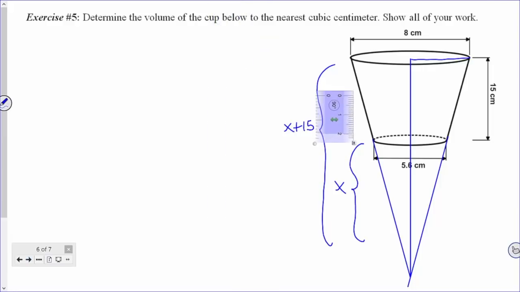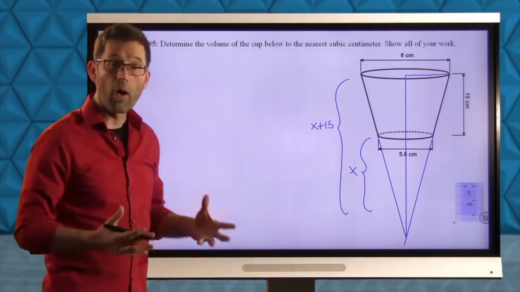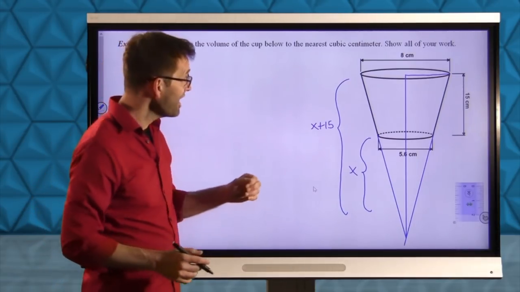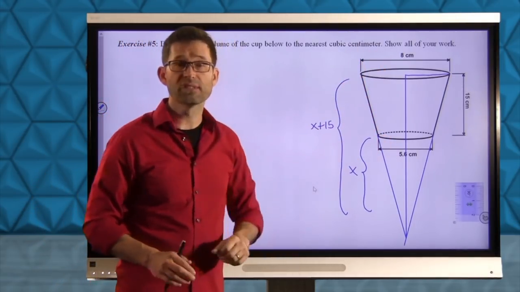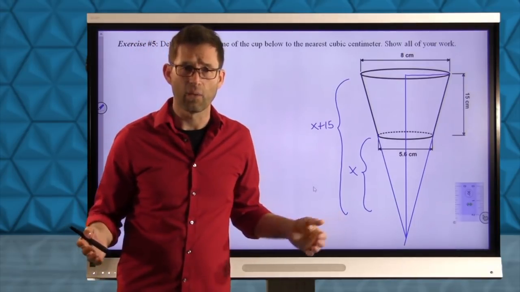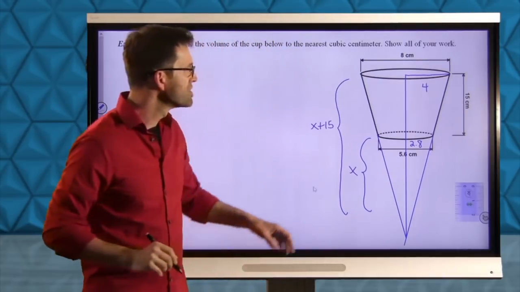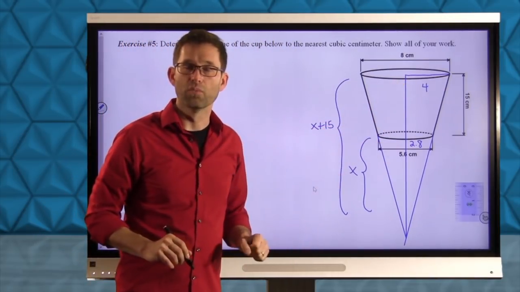Bye-bye, ruler. All right, so now I can set up a similarity to figure out what x is. I can actually use the 8 and the 5.6, but eventually I'm going to need the radii anyway. So this radius is of course going to be 4. This radius is a little bit trickier, but half of 5.6 is 2.8. So now I have my radii, my 4 and my 2.8.